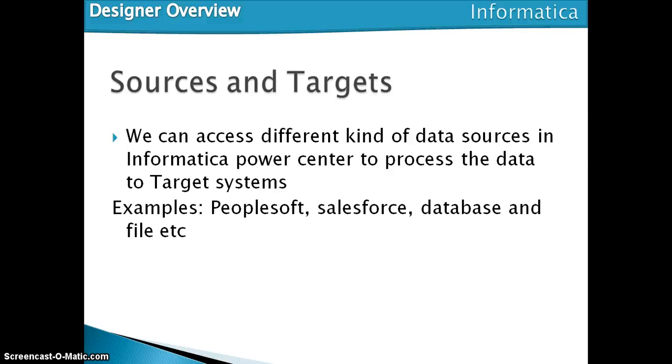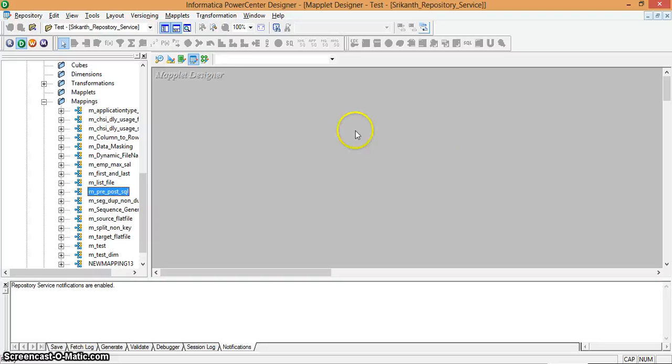And the next one is the sources and targets. In Informatica PowerCenter Designer, we can access different kinds of data sources, and we can process the data into different target systems. Using Informatica we can import or get the data from PeopleSoft, Salesforce and different kinds of databases, and also from files.